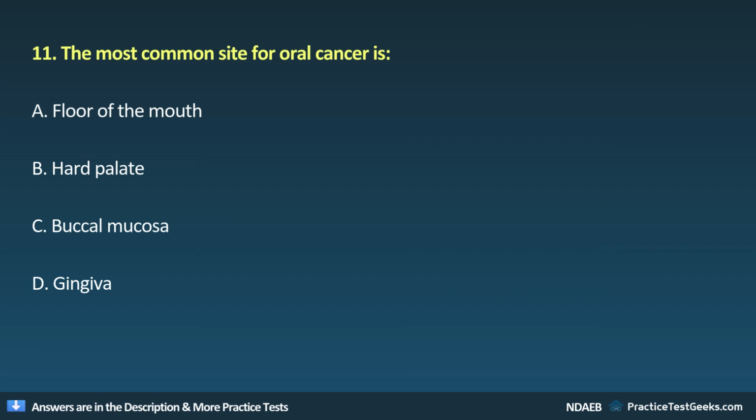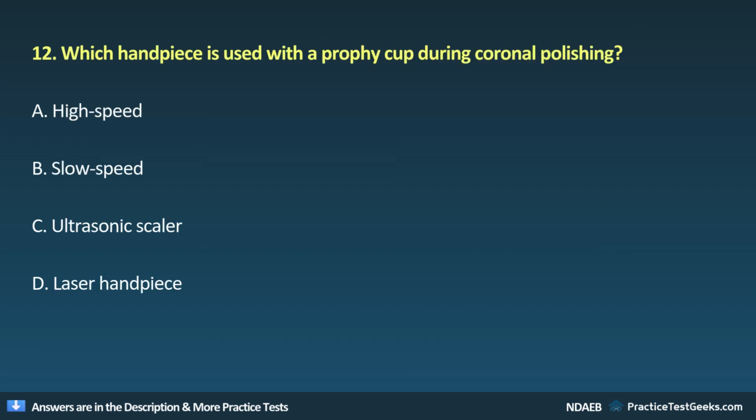Floor of the mouth. B. Hard palate. C. Buccal mucosa. D. Gingiva. 12. Which handpiece is used with a prophy cup during coronal polishing? A. High speed. B. Slow speed. C. Ultrasonic scaler. D. Laser handpiece.